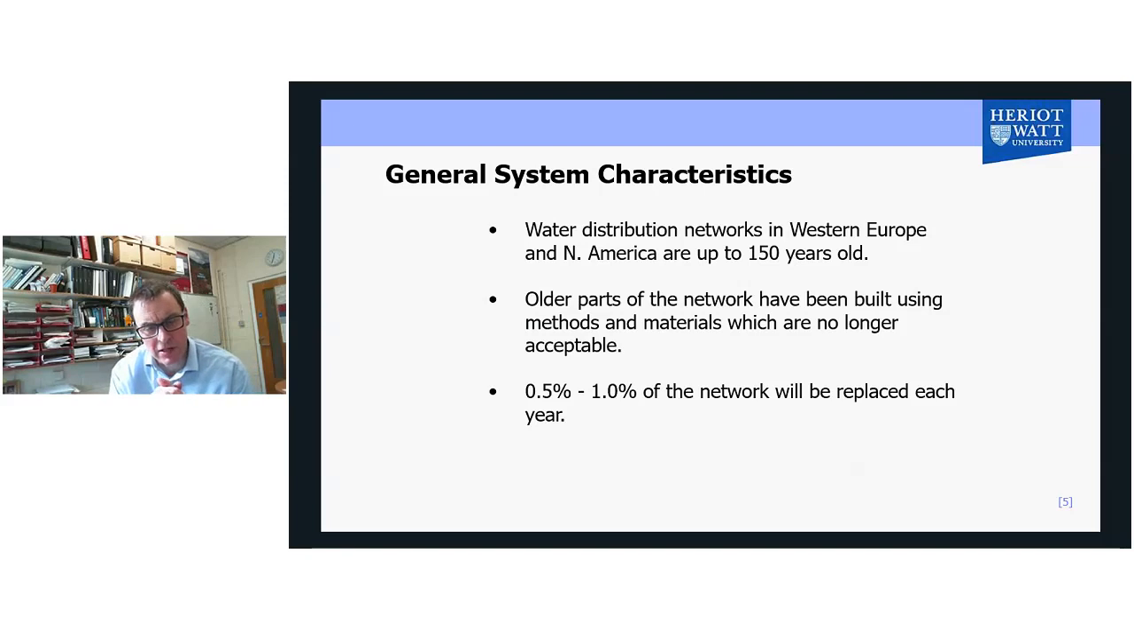But in general, just like with sewerage systems, I keep on saying this, the networks in the UK can be up to 150 years old. The older parts of the network have been built using methods and materials which are no longer suitable. In some parts of the world, there will still be lead piping or lead jointing, which isn't ideal for human health. And with a replacement rate of 0.5% to 1% per year, that means we're going to be left with some of these older assets for some time.